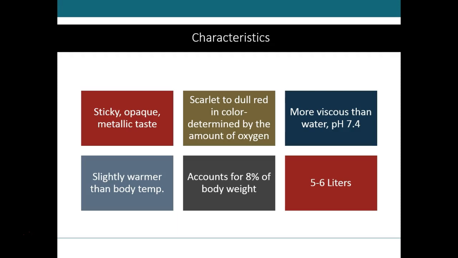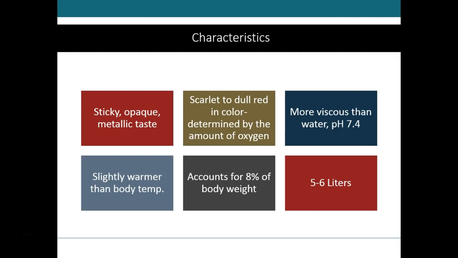The color of blood ranges from scarlet, or bright red, to a dull red, or even somewhat of a more maroon color, and this is based on the amount of oxygen. So the brighter red, the more oxygen carried in the blood.